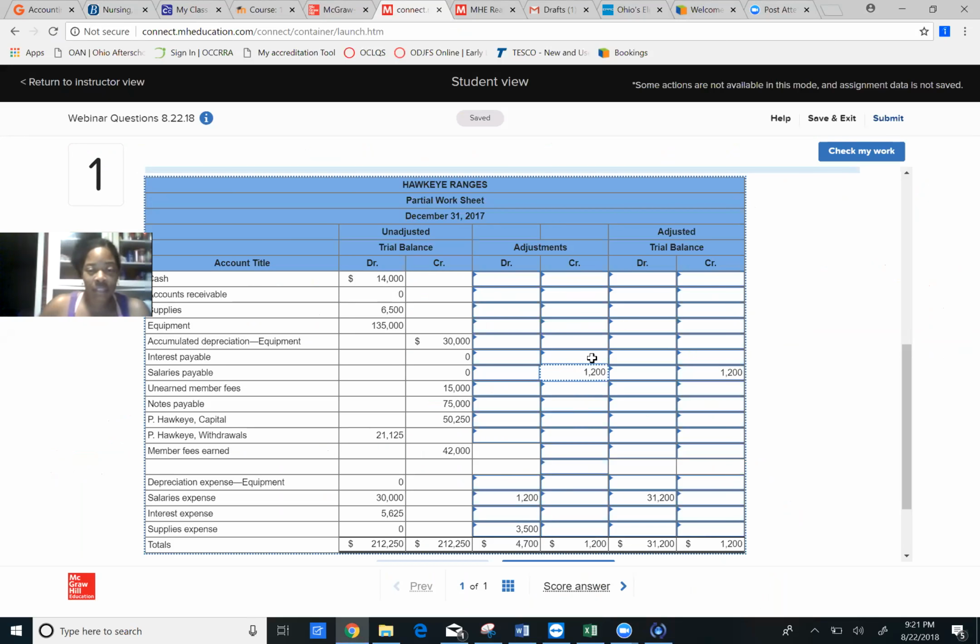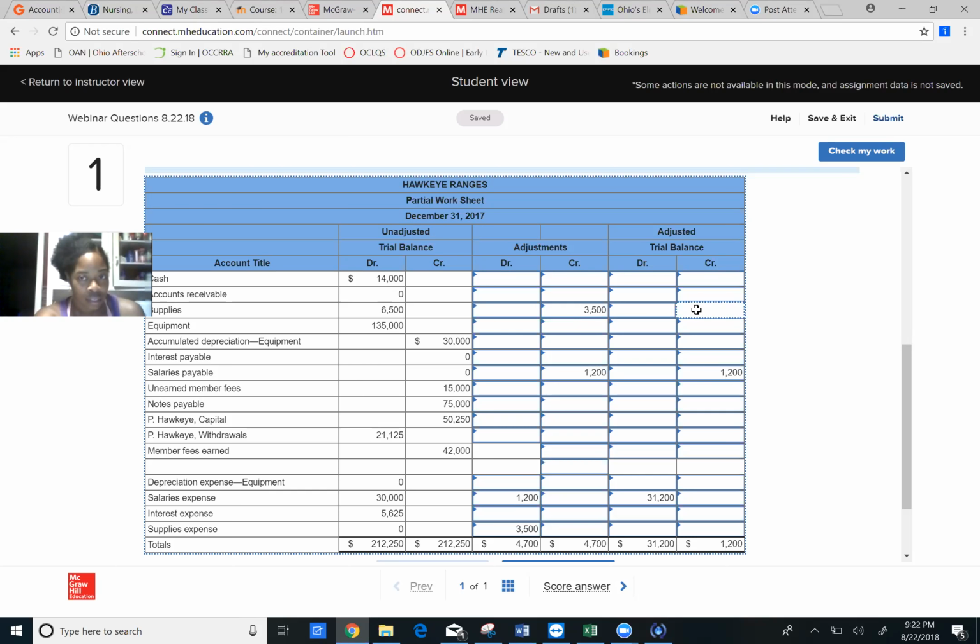Are we looking at this number here? I can't remember what my other side was. Oh, supplies. Right? Yeah. So it was a credit for supplies of 3,500. So what's my balance in supplies now? It should be. Are we adding these? You are going to subtract, so should it be 3,000?